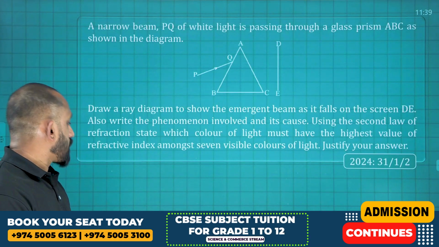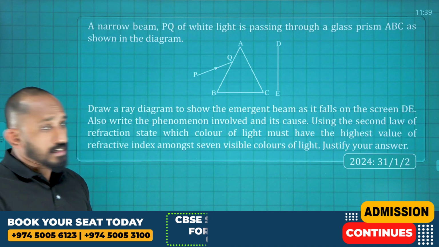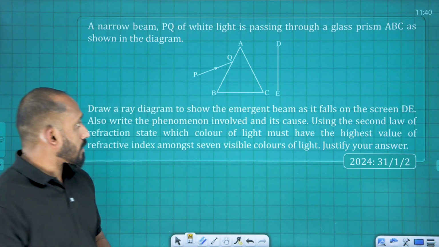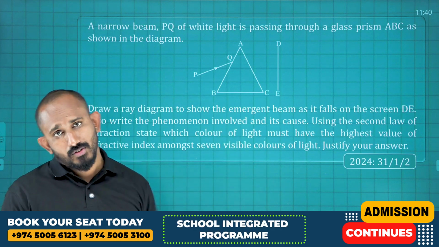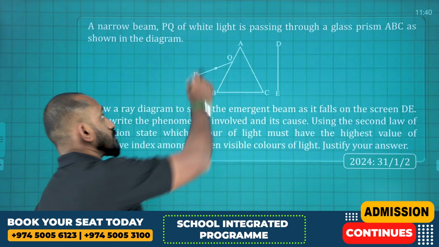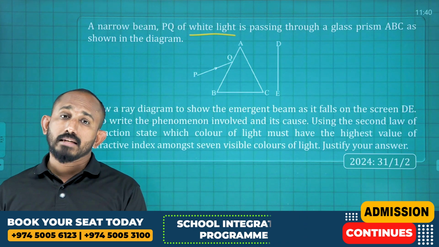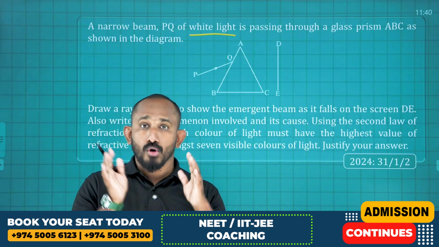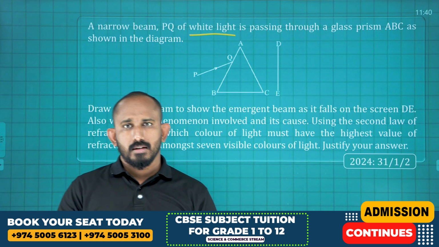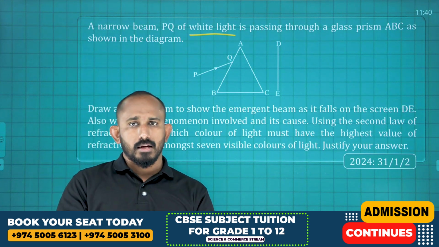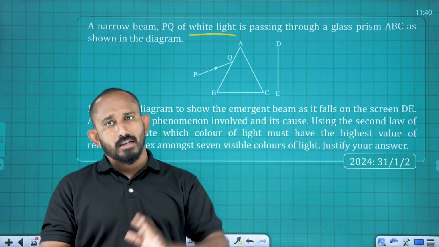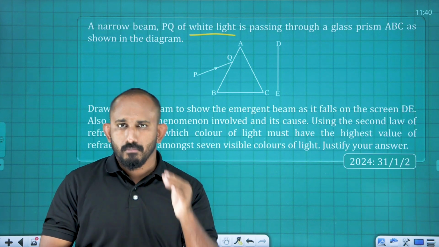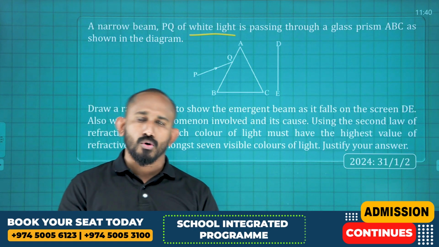A narrow beam, PQ, of white light is passing through a glass prism, ABC, as shown in the figure. So ABC is a glass prism. A narrow beam of white light is passing through. That's very important: white light and monochromatic light, polychromatic and monochromatic. Monochromatic means single color light. Polychromatic means multiple color light. White light is a polychromatic light. And monochromatic means single color, like orange color, blue color, violet color.